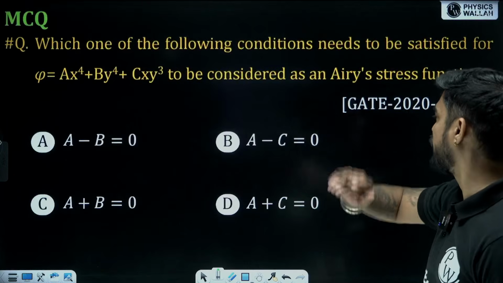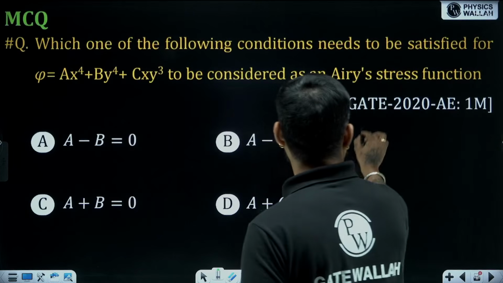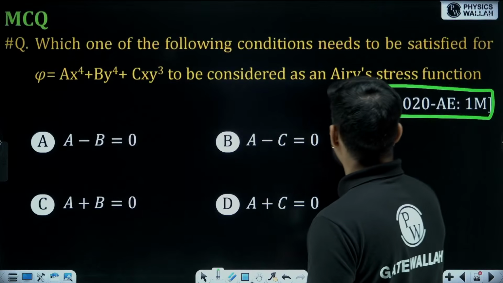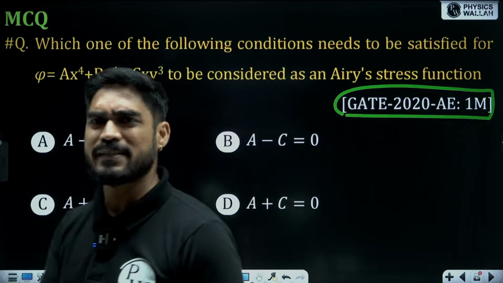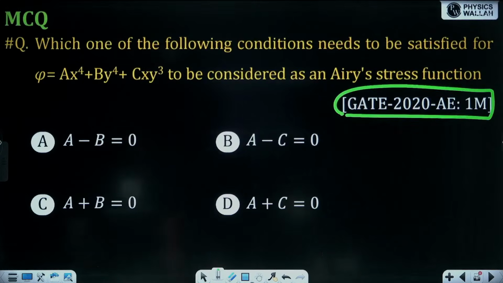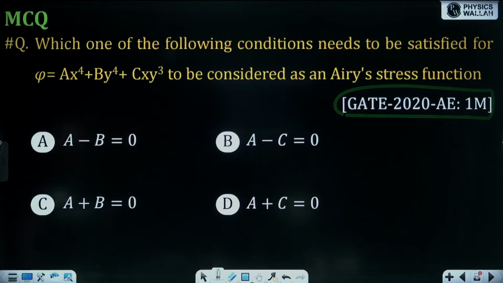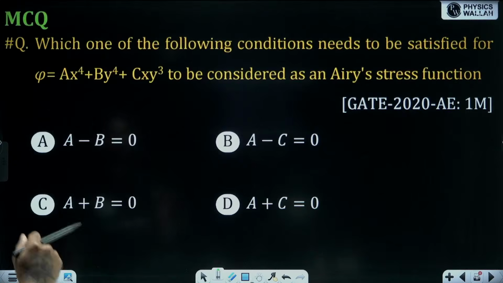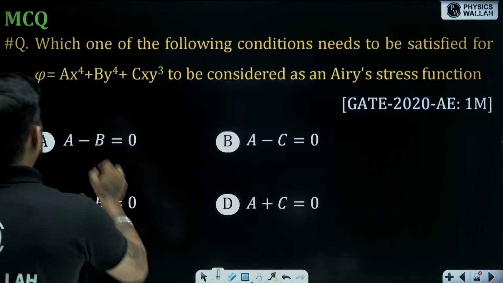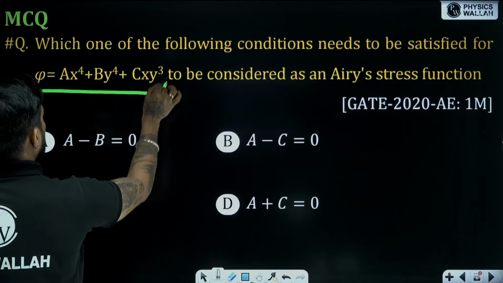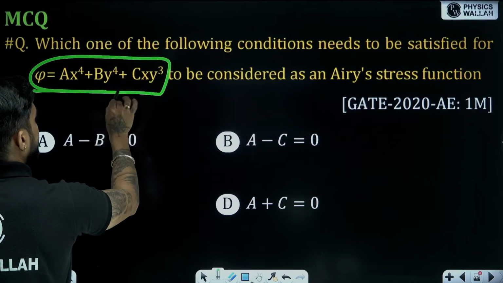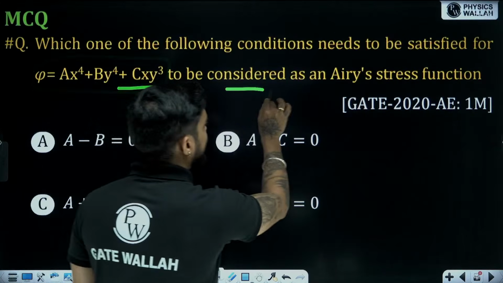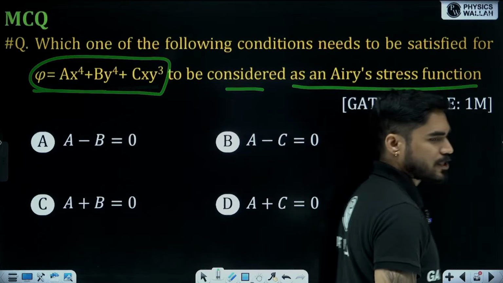Okay, let's start with the first problem. This was in GATE 2020 and this was a 1 mark problem, very simple problem. Which one of the following conditions needs to be satisfied for phi equal to ax to the power 4 plus by to the power 4 to be considered as an Airy's stress function?